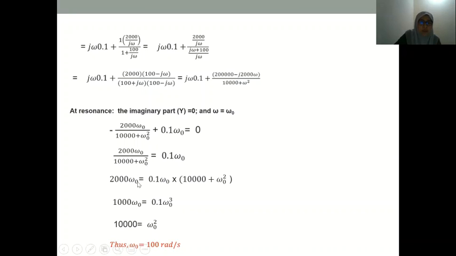Then you do the cross multiplication. Finally, you will get 1000 omega naught equivalent to 0.1 omega naught cubed. Then you cancel, and you will get omega naught squared equivalent to 10,000. Thus, omega naught will give you 100 radian per second. The answer for omega naught is 100 radian per second.